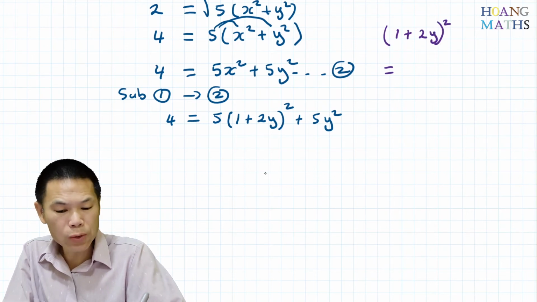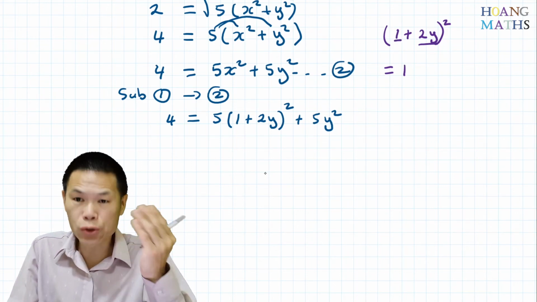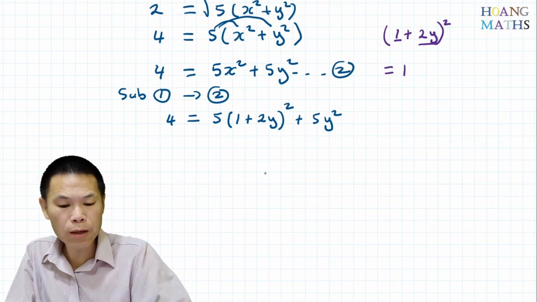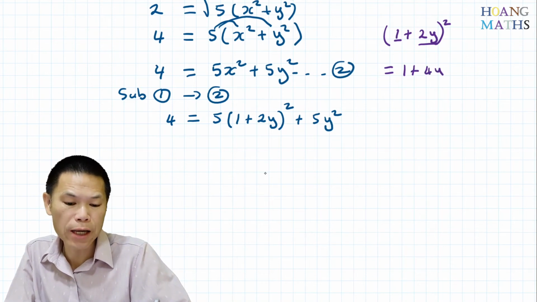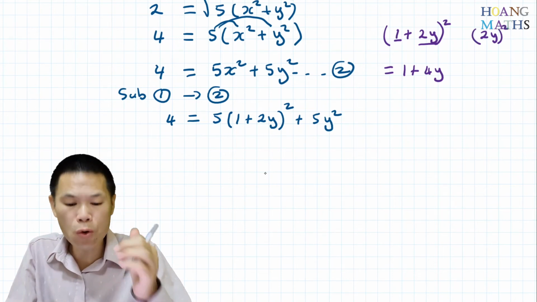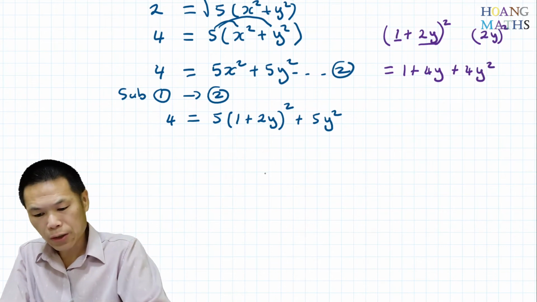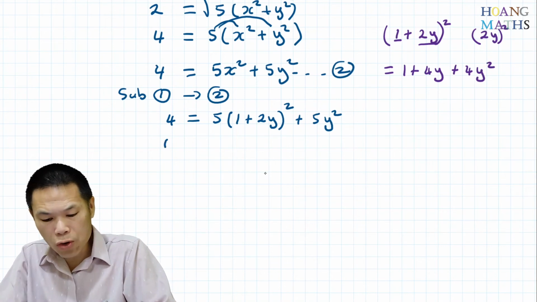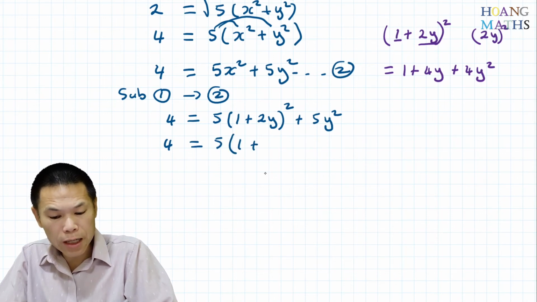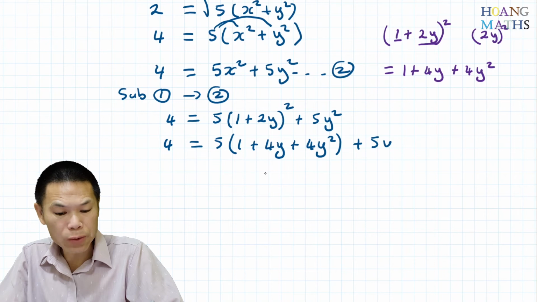So we just go 1 square, give me 1, and 1 times 2y is 2y, and we double it, so that give me 4y, so plus 4y. And then 2y square, so that means 2 square is 4, so plus 4y square. So that is, so 4, I just write this down, so 5, 1 plus 4y plus 4y square, and we add this 5y square out.